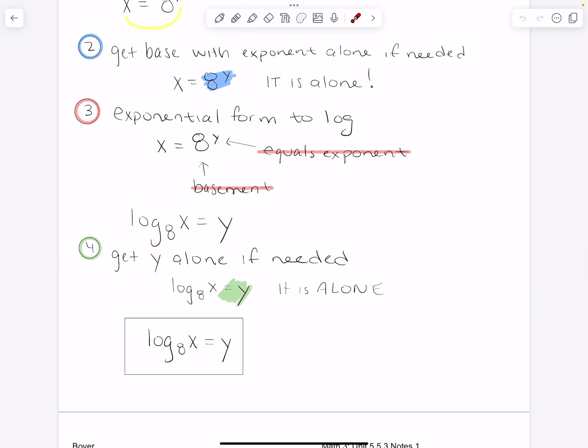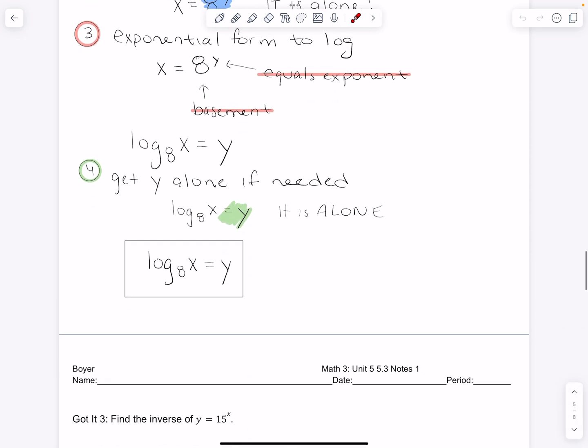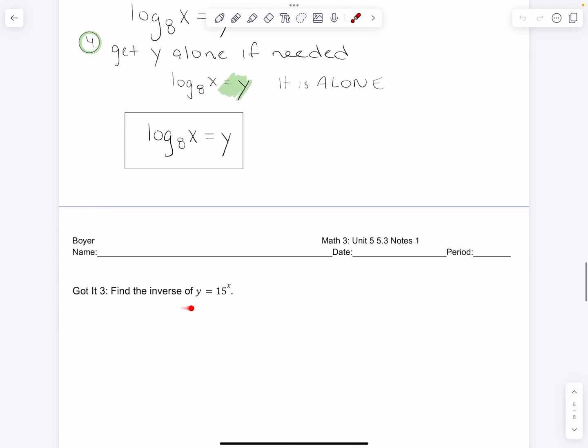Once I'm at this point, my last step is always to get y alone if needed. My y is over here all by itself on the right-hand side. There's nothing being added or subtracted to it, so that's my final answer. So the inverse of y equals 8 to the x is log base 8 of x equals y. Final. So again, we write some stuff down up here, something that's going to help you, and then find the inverse of y equals 15 to the x.